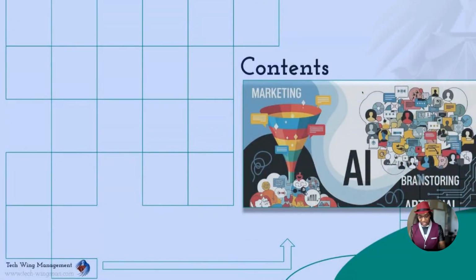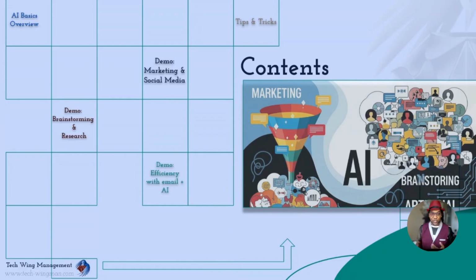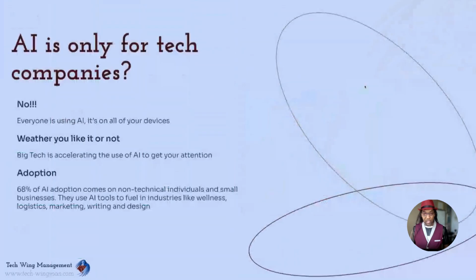Let's look at the contents, what we're going to be covering today. Some AI basics, some fundamentals, a little bit of overview. We will take a little bit of a dive into the history of AI and also talk about some tips and tricks. Some of these tips and tricks you might know, maybe, and hopefully not. I'm also going to try to go through 3 demos in the allotted amount of time we have. And then lastly, I'll do some AI questions and answers.